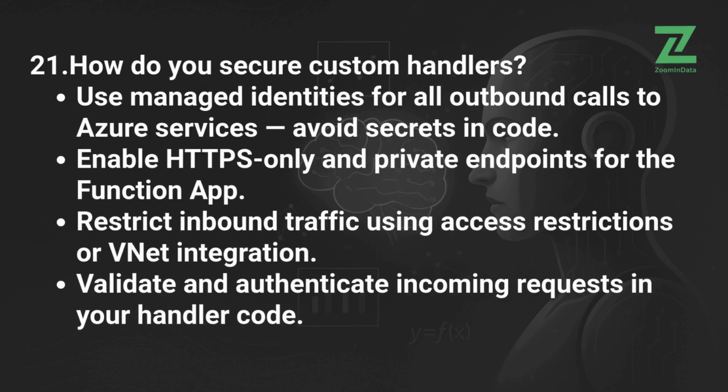How do you secure custom handlers? Use managed identities for all outbound calls to Azure services. Avoid secrets in code. Enable HTTPS only and private endpoints for the function app. Restrict inbound traffic using access restrictions or VNet integration. Validate and authenticate incoming requests in your handler code.